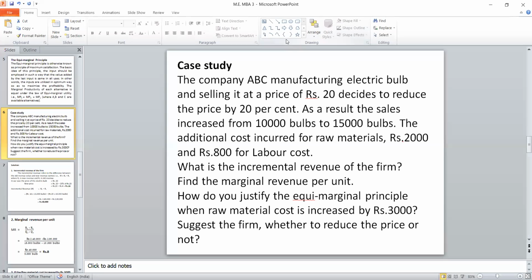So in this particular case study, I will repeat again. One company ABC is selling a bulb at rupees 20, and they are planning to sell the particular bulb at a 20% discount. Okay, because of the change in price, there is a possibility of sales going from 10,000 to 15,000, and additional cost will be 2,000 for raw material, 800 for labor cost. Now we have to answer these questions. We will see one by one.